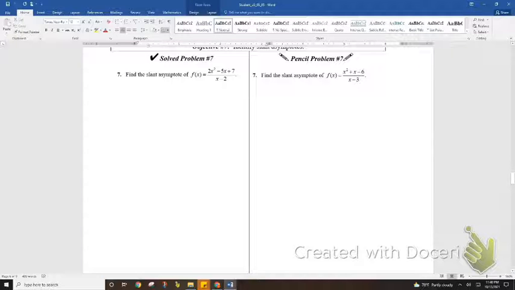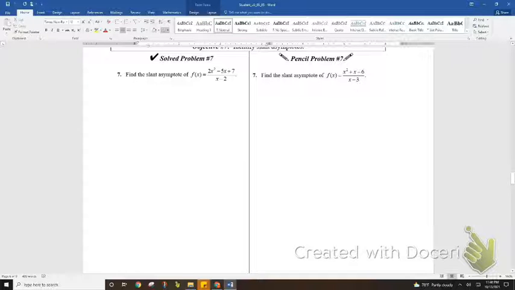Okay, objective 7 talks about identifying the slant asymptote. We're in 3.5 still. Remember we talked about slant asymptotes earlier when we talked about the other types of asymptotes. We said that they only exist if the degree of the numerator is greater than the degree of the denominator by 1, and we find them by doing long or synthetic division.